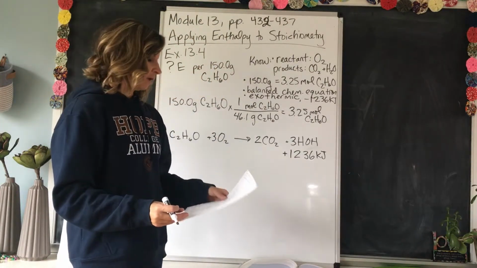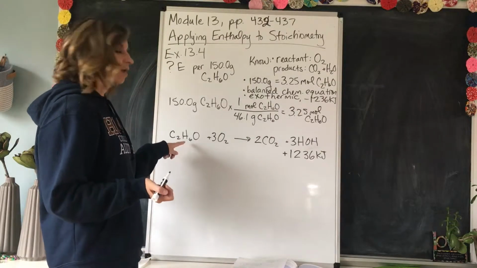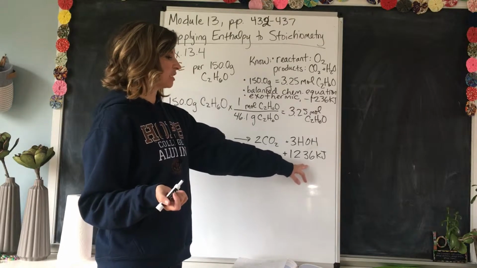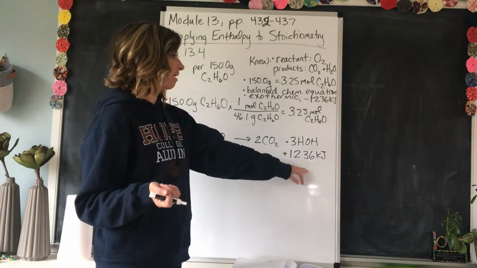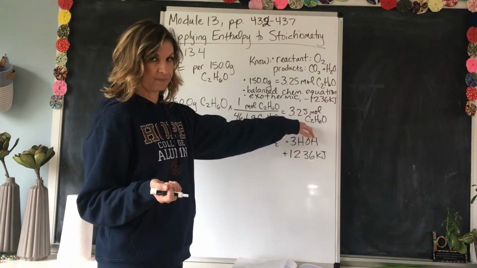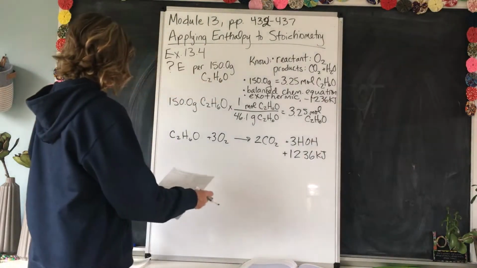Okay? Now looking at the equation, we can see that for every 1 mole of ethyl alcohol, we produce 1,236 kilojoules. So we want to know how much energy is produced when we have 3.25 moles of ethyl alcohol. So it becomes another factor label problem.